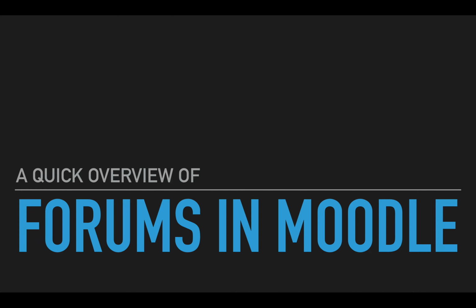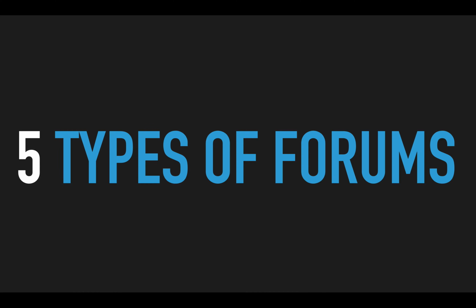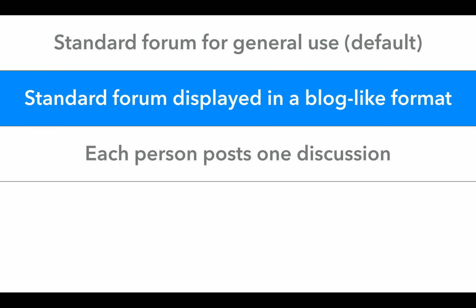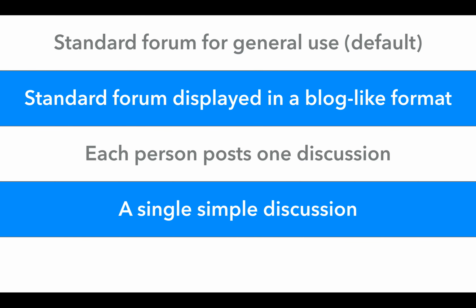This is a quick overview of forums in Moodle, and there are 5 types of forums available in Moodle right now. They are the standard forum for general use, which is the default type of forum, the standard forum displayed in a blog-like format, each person posts one discussion, a single simple discussion, and a Q&A forum. Technically there is a 6th forum, which is the announcements forum, but we won't be covering that in this video.